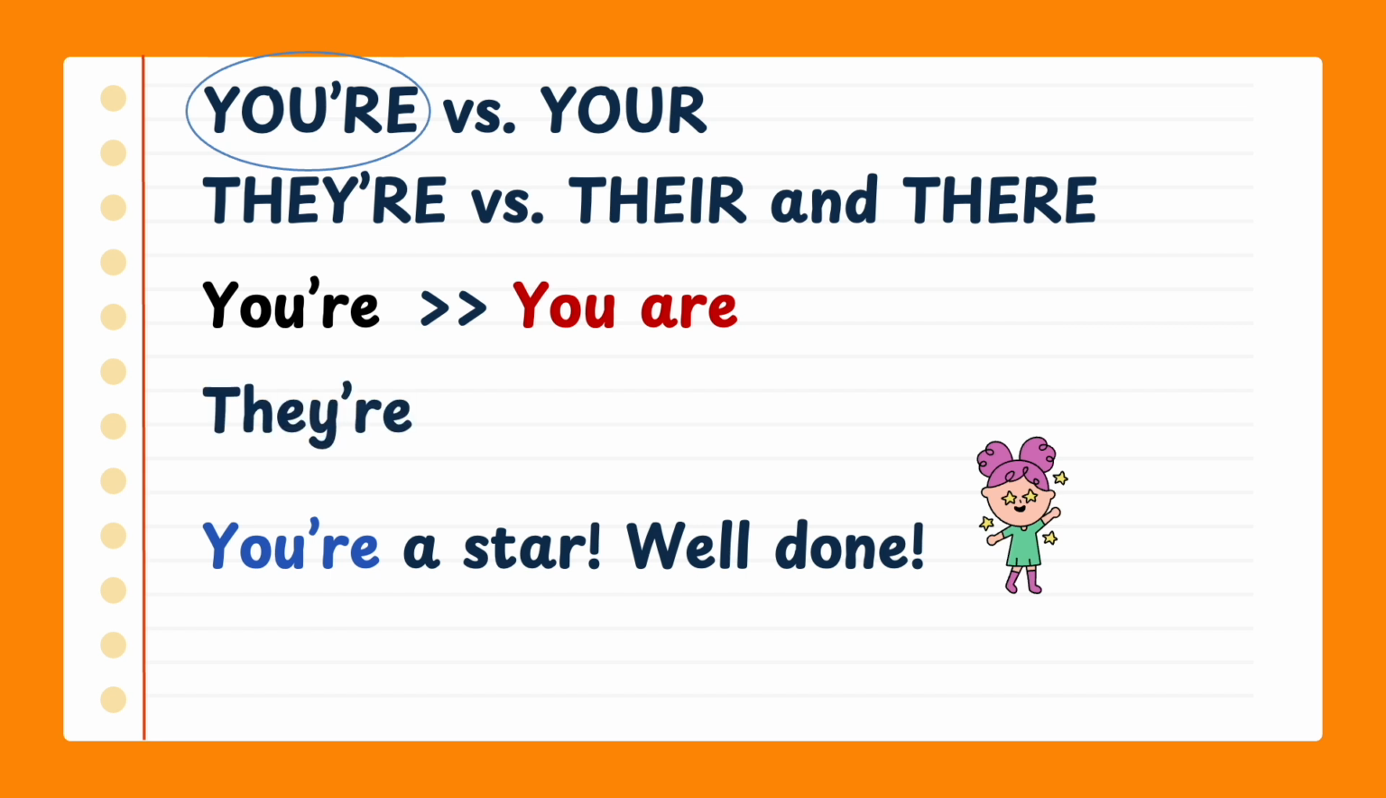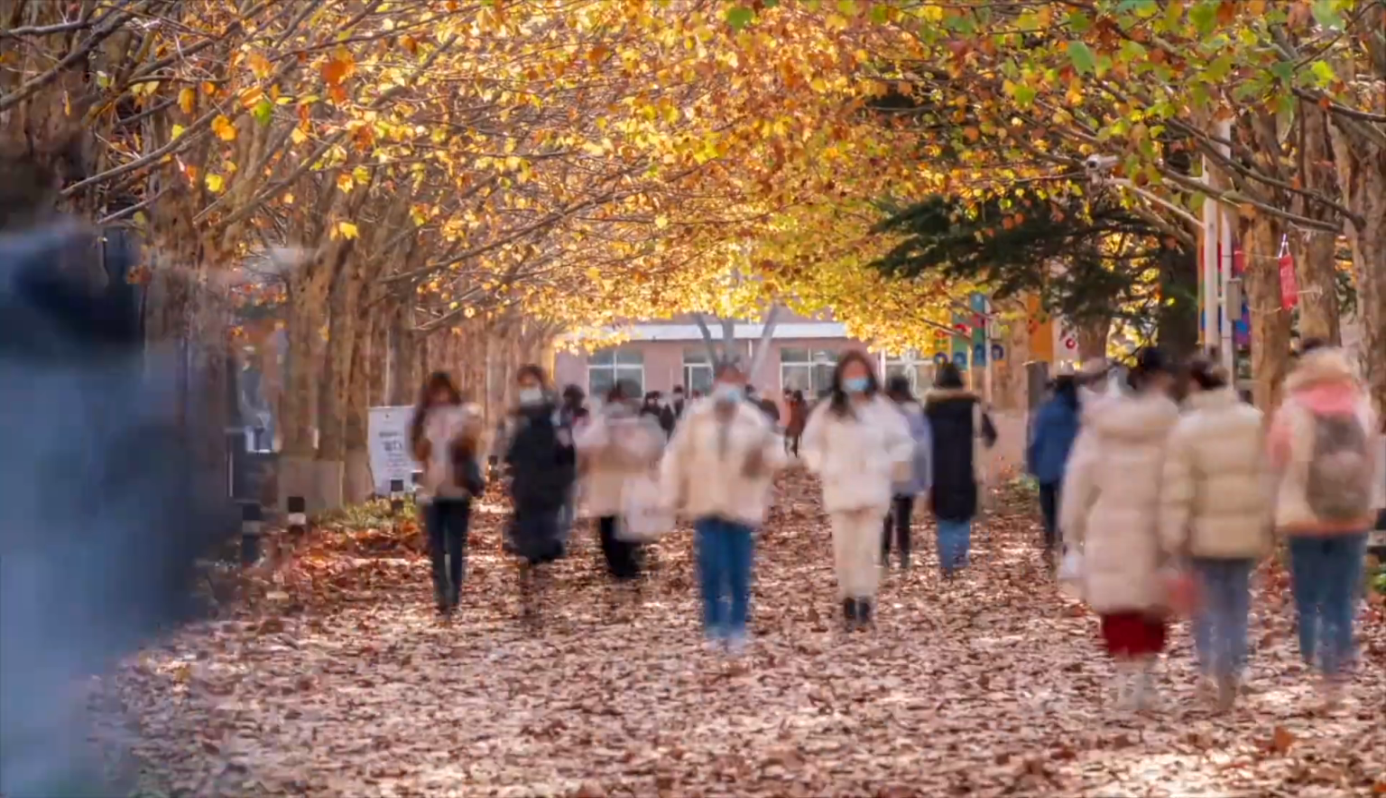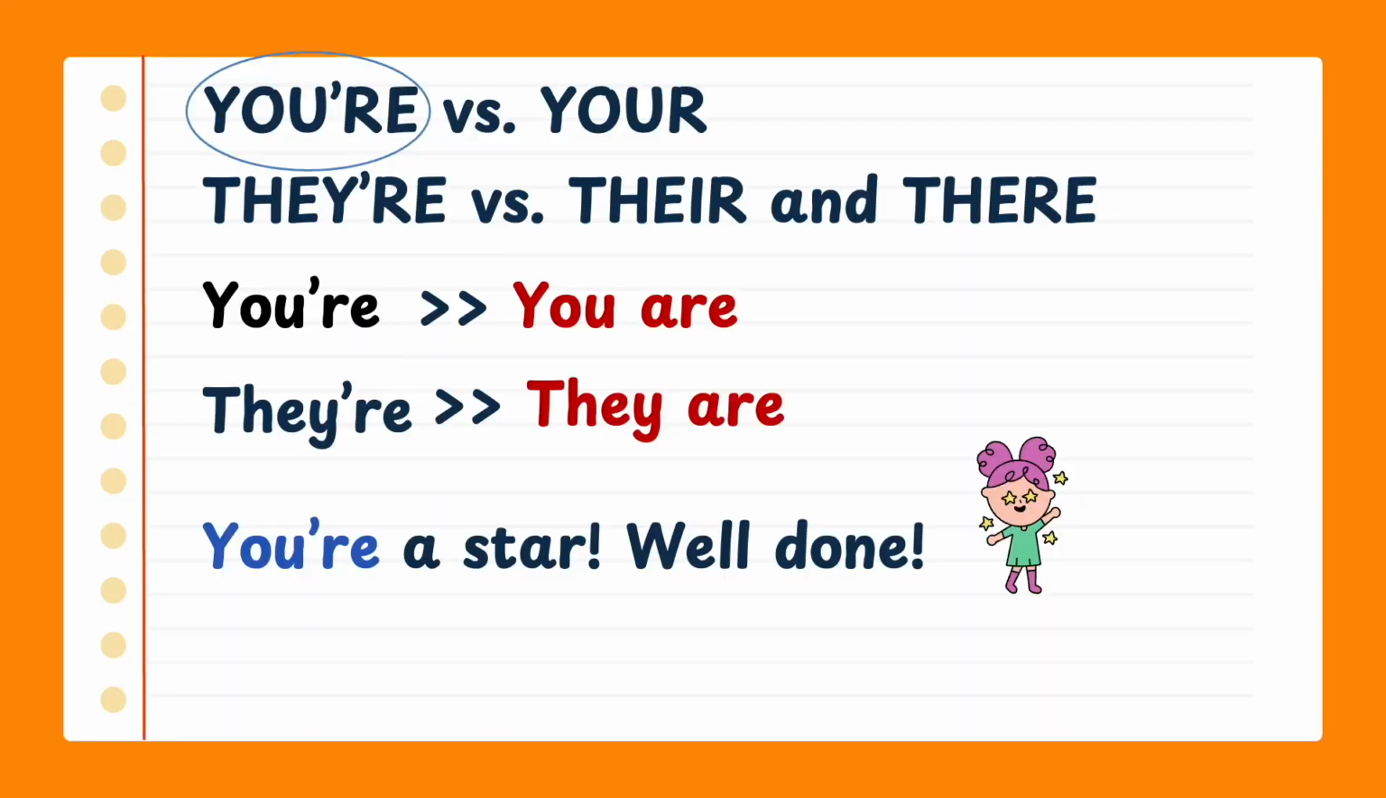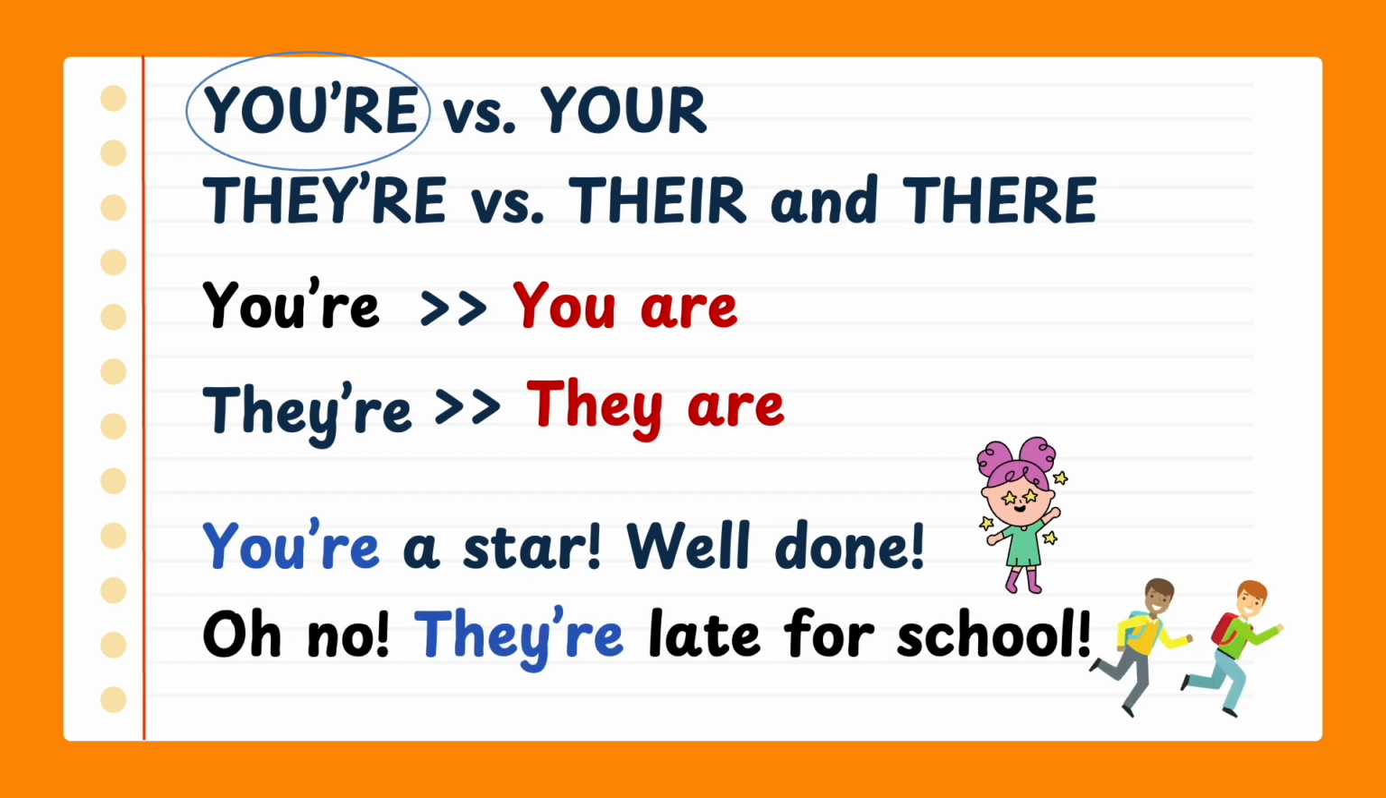We can use exactly the same trick for their and they are. For instance, in the sentence, oh no, they're late for school. Can you replace their with they are? Let's give it a try. Oh no, they are late for school. Yes, we can replace their with they are. Therefore, they're with an apostrophe is the right spelling.